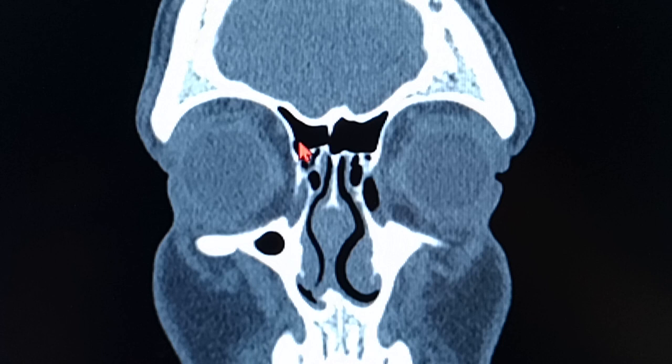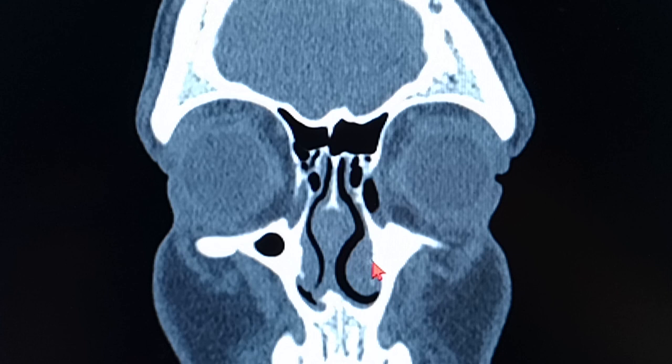Now, this is the agger nasi air cell. This is the perpendicular plate of the ethmoid. You can see a huge bulbous nasal septal covering over here, which you can decongest. So far, I cannot see any bony deviation. So this patient shouldn't require any septoplasty, at least on this scan. That's the inferior turbinate just beginning. You can see right there the bulbous part. That's the maxillary crest attachment. You can see a small spur at the very floor part of this.